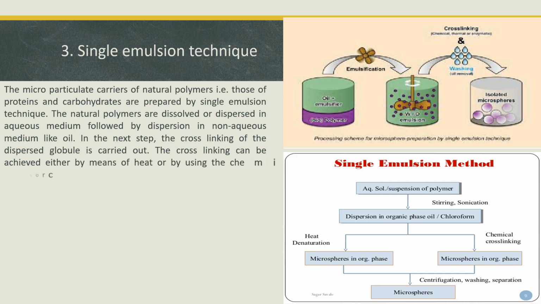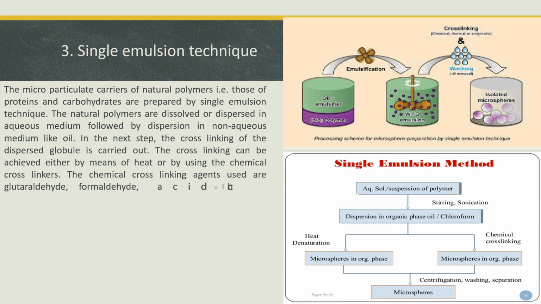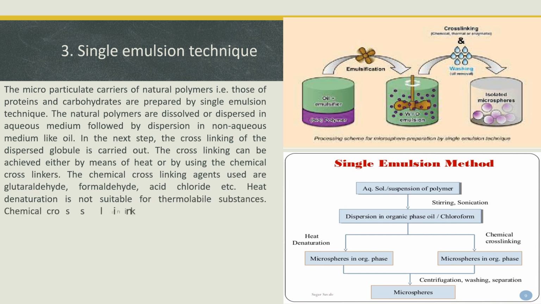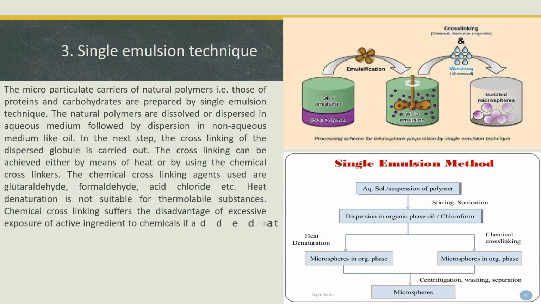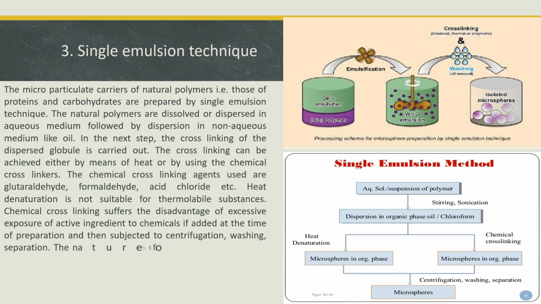The cross-linking can be achieved either by means of heat or by using chemical cross-linkers. The chemical cross-linking agents used are glutaraldehyde, formaldehyde, acid chlorides, etc. Heat denaturation is not suitable for thermolabile substances. Chemical cross-linking suffers the disadvantage of excessive exposure of active ingredient to chemicals if added at the time of preparation and then subjected to centrifugation, washing and separation.